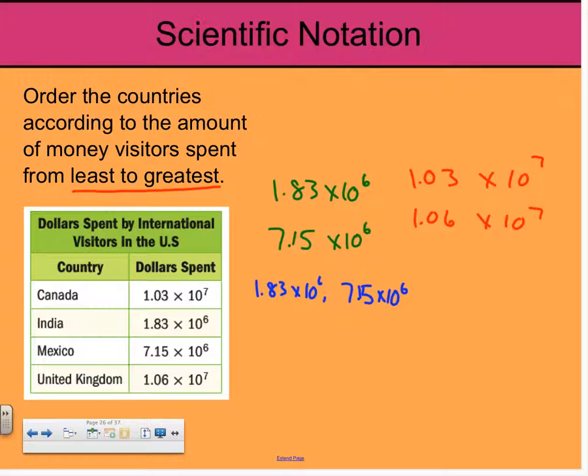Now we have to put the other two in order. All right? We have the same base. We have the same exponent. So now we have to focus on the factors to see which one's smaller. Is 1.03 or 1.06 smaller? 1.03. So my next one would be 1.03 times 10 to the 7th. And finally, 1.06 times 10 to the 7th.